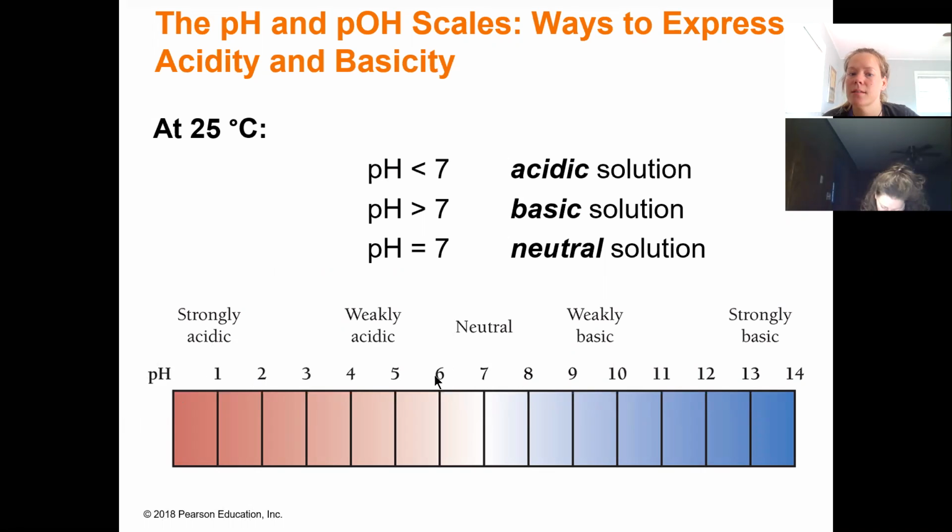Okay, so weak acids or weakly acidic are 6, 5, 4s. Strong acids are like 2s and 1s. Bases, weak bases are 8, 9, 10. Strong bases are 12, 13, 14.